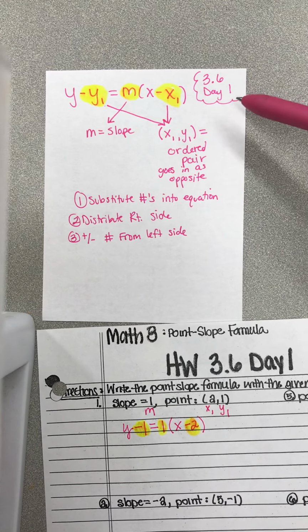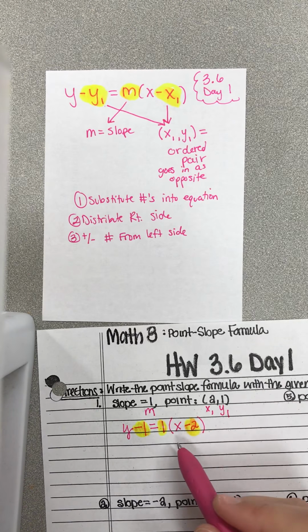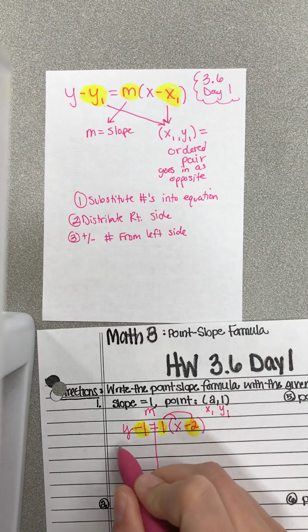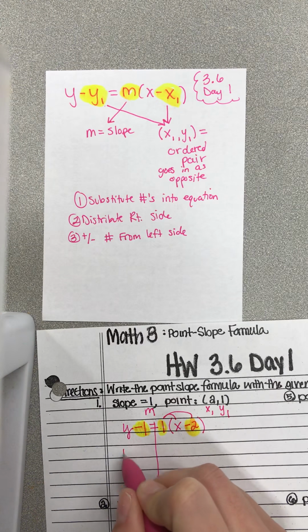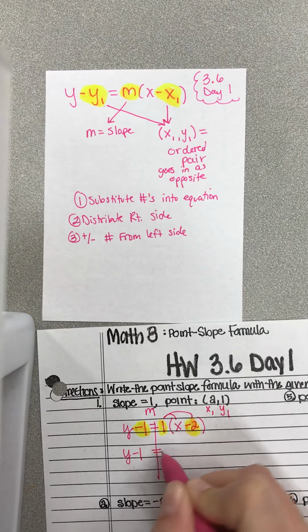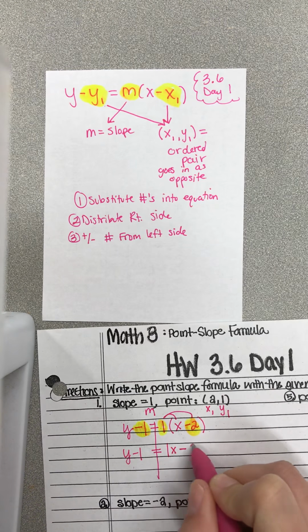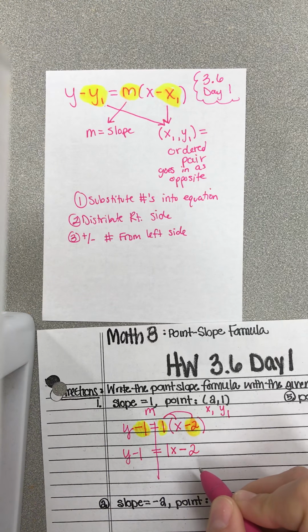Now, once you have the values substituted in, you need to distribute the right side. So the left side drops down as just y minus 1. Drop down the equal sign. 1 times x is 1x. 1 times a negative 2 is a negative 2.